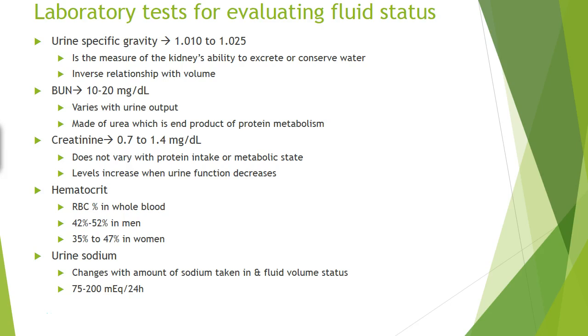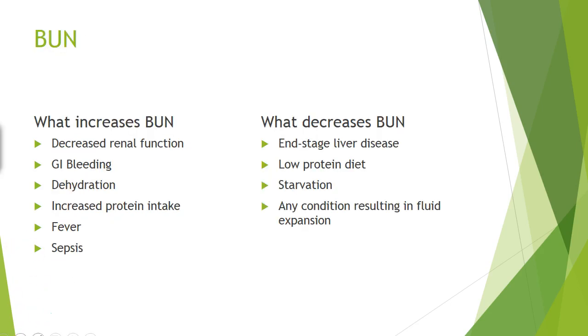And then we have urine sodium. So that changes with the amount of sodium taken in and fluid volume status, and our normal is 75 to 200. So urine sodium is important in helping to assess volume status and diagnosing hyponatremia and acute kidney failure. We already talked about that.